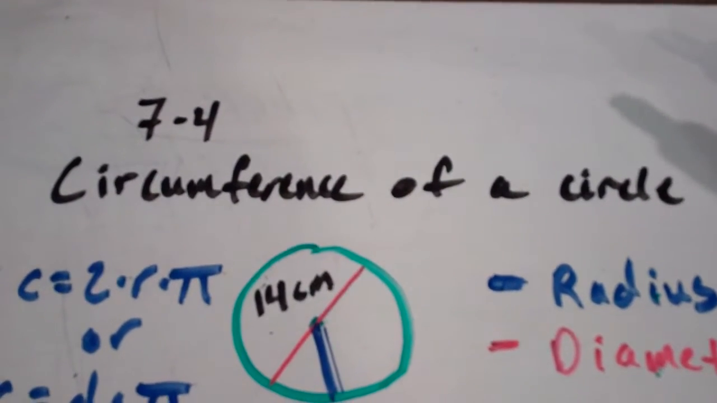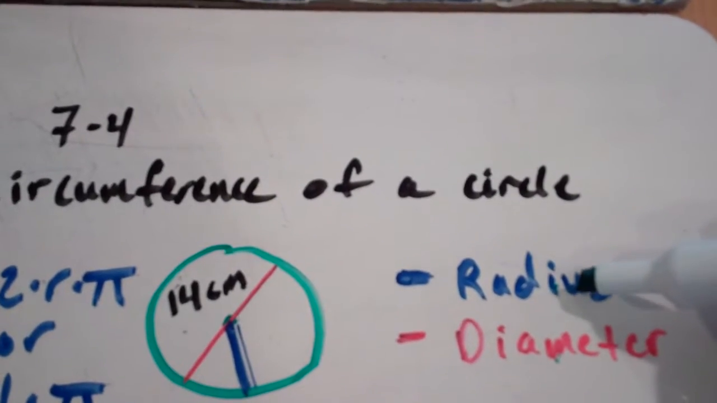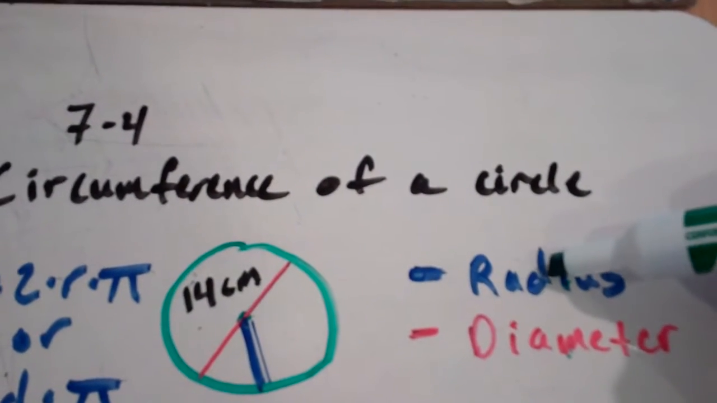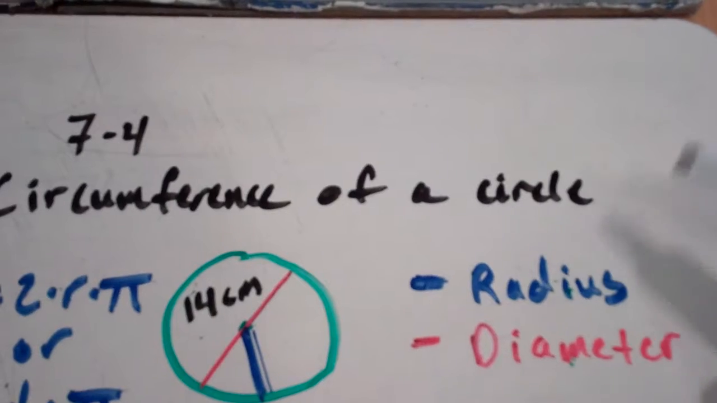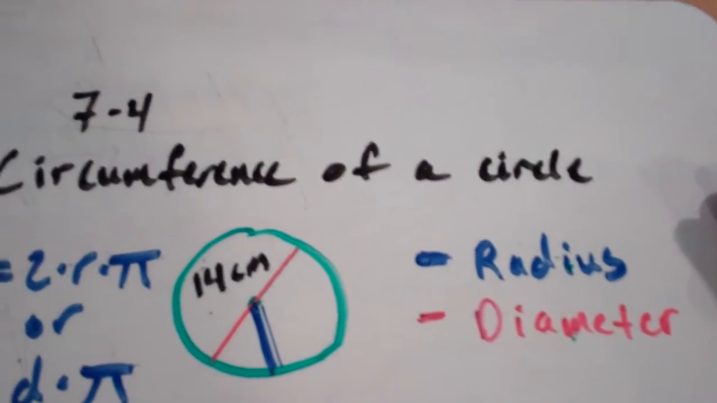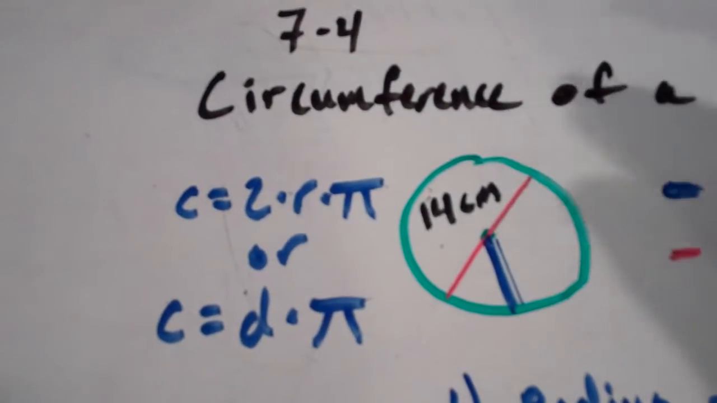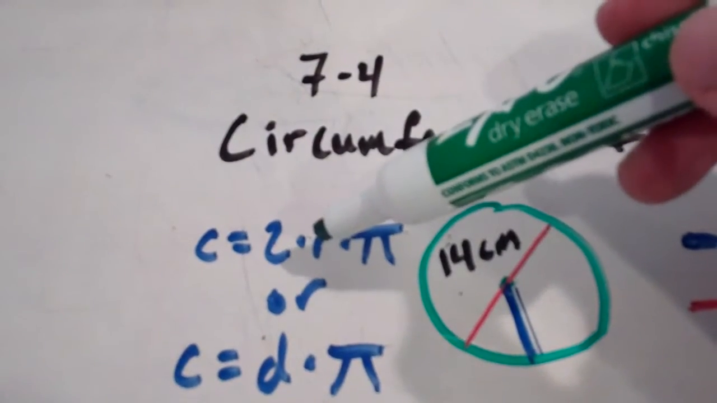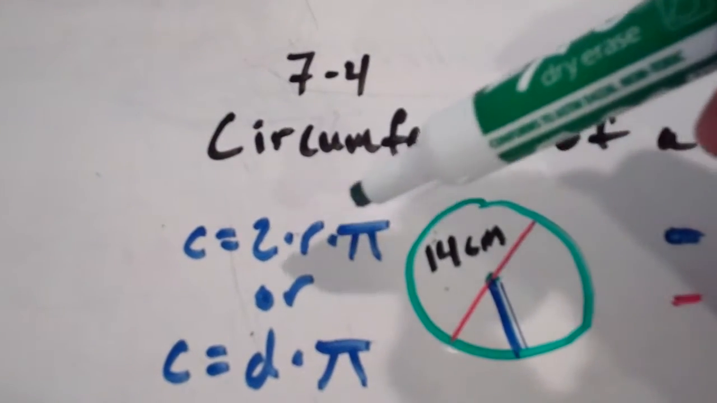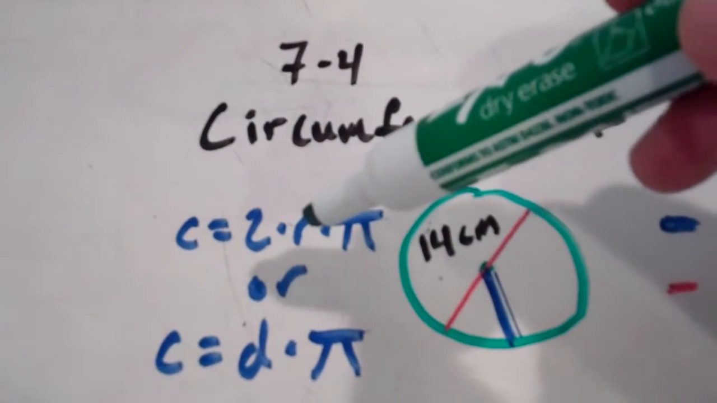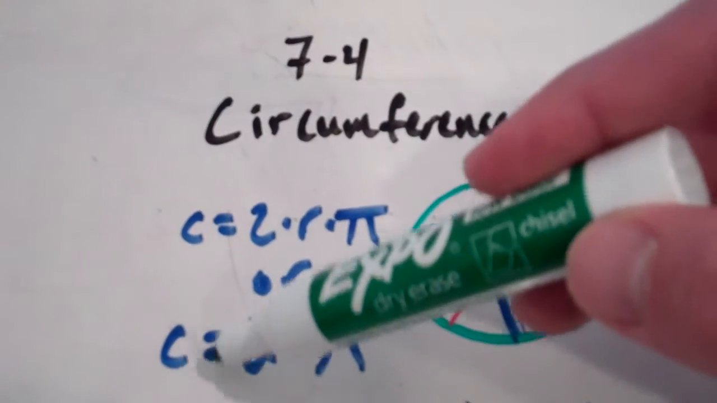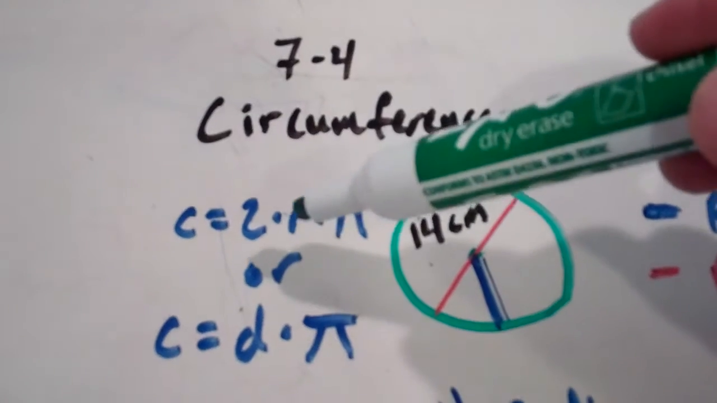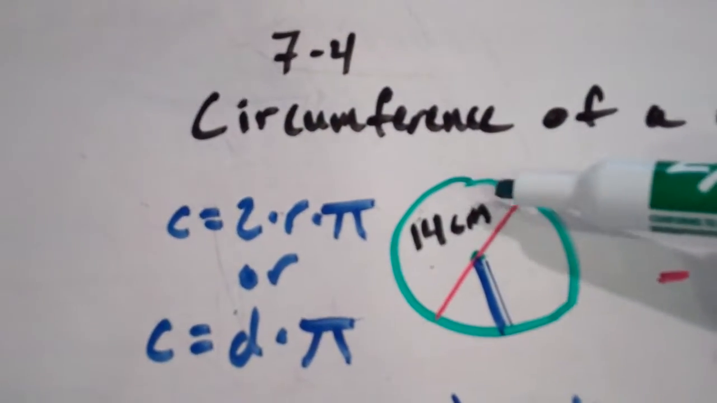And so for these problems, they're going to give you one or the other. They're either going to give you the radius or they're going to give you the diameter. And you need to decide what they give you because it depends on which equation we use. There are two equations to find the circumference of a circle. The circumference either equals 2 times the radius, 2r, times pi, or we could use the equation the circumference equals the diameter times pi. And we have to decide which equation to use based on what they give me.